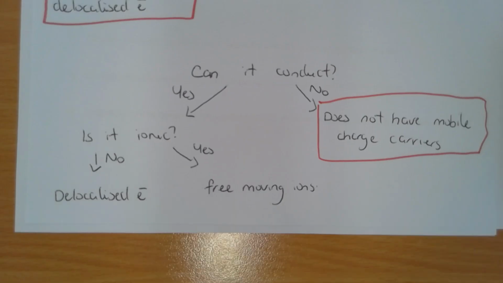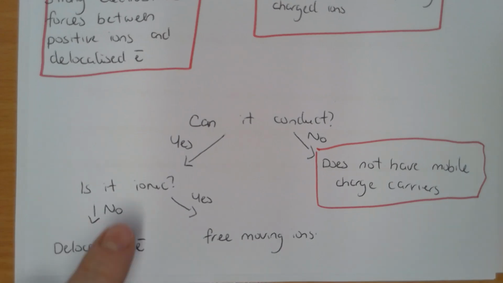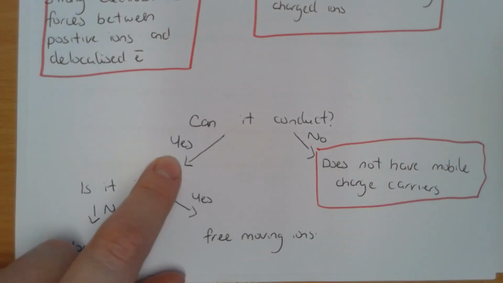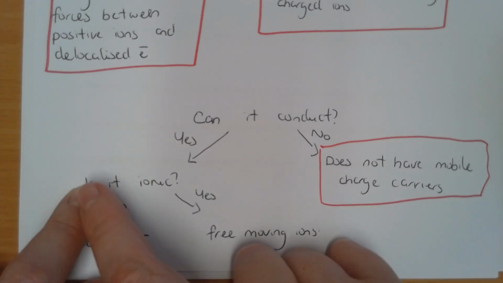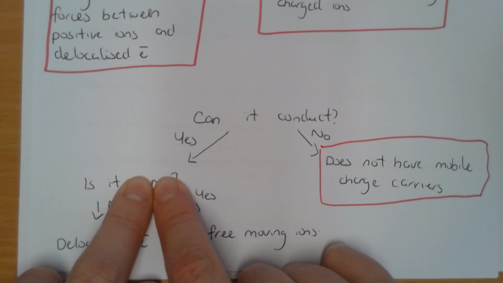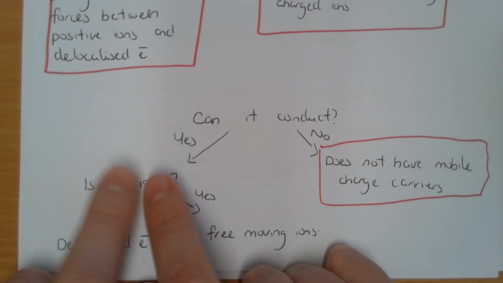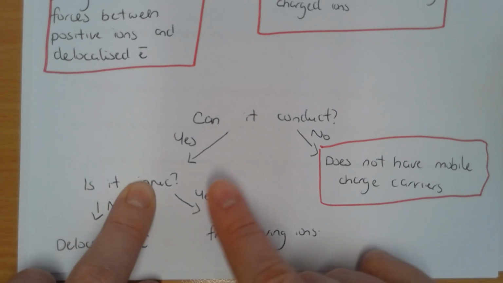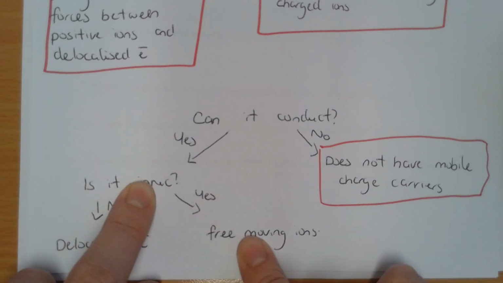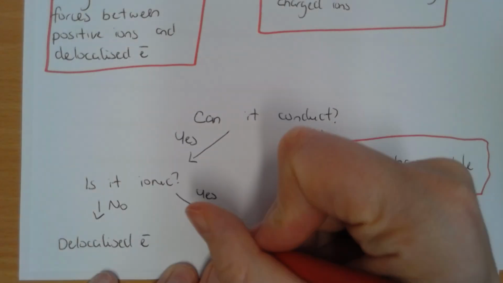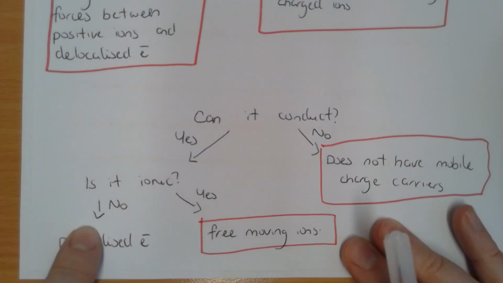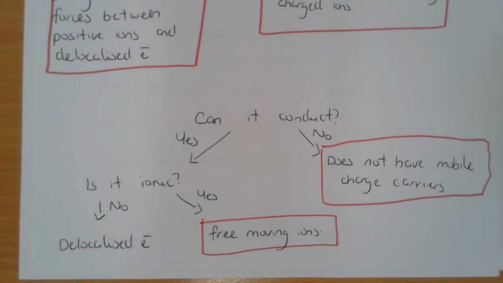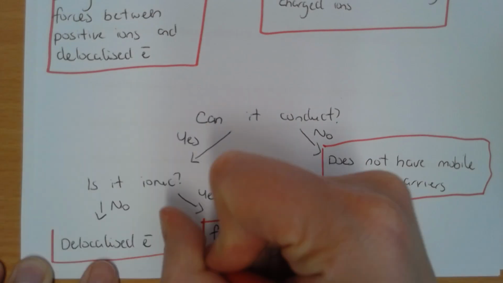If the answer is yes, and it can conduct electricity, then you've got another question to ask. Is it ionic? Now remember, we said ionic was a metal and a non-metal. If it is ionic, then your answer is it has free moving ions. If it is not ionic, then your answer is it has delocalized electrons. So again, I'll show you how to use my chart.